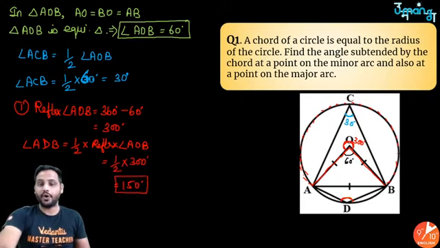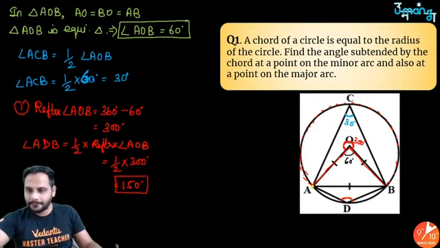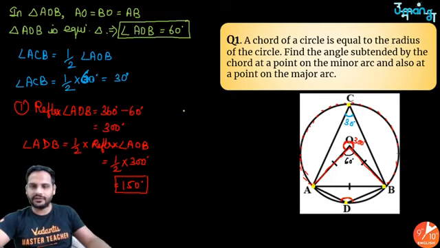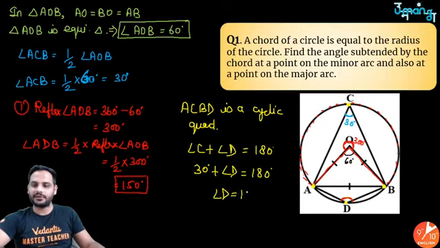One method. Or the other method is, we know that A, D, B, C, they all are lying on a circle, so I can say ACBD is a cyclic quadrilateral. And if it is a cyclic quadrilateral, opposite angles must be supplementary. So angle C plus angle D must be equal to 180 degree. We know angle C is 30 degree, plus angle D is equal to 180 degree. So you'll get angle D is equal to 150 degree.